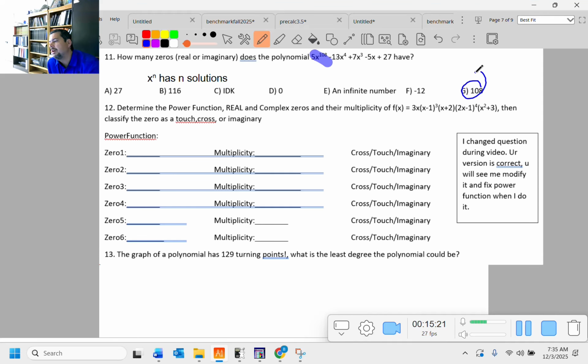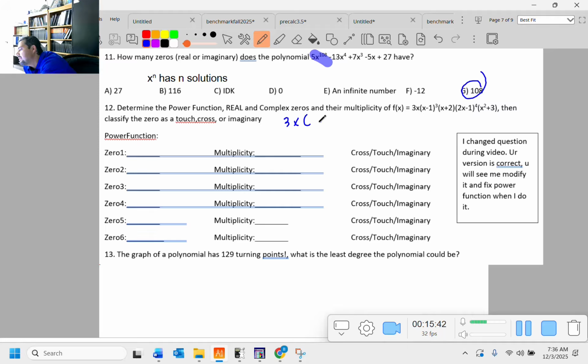roots. 12, determine the power function, real and complex zeros, and their multiplicity of f of x equals 3 times x minus 1 cubed times x plus 2 times 2x minus 1 to the 4th times x squared plus 3. Then classify the zeros as touch, cross, or imaginary. All right, so the power function, and this one is harder than your test. I swear it is. You have a 3x. We're going to grab each factor.